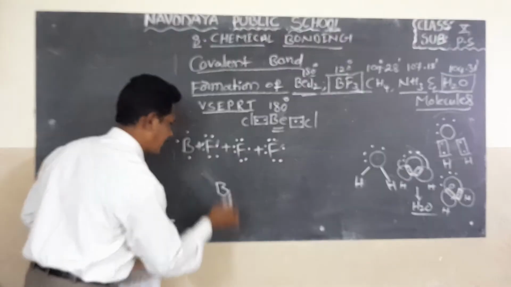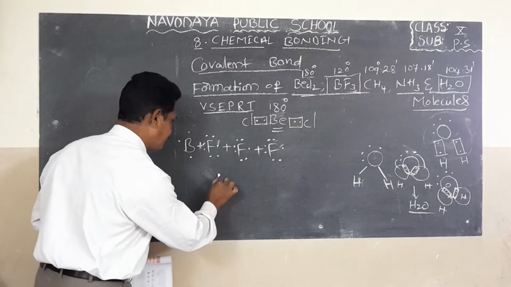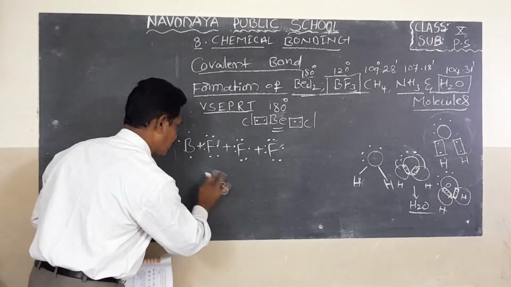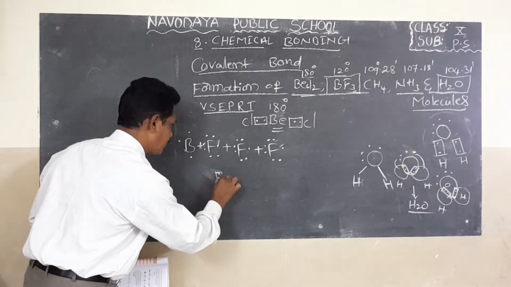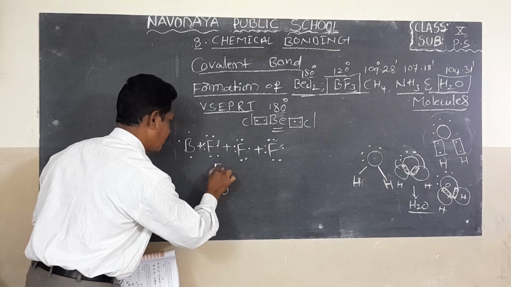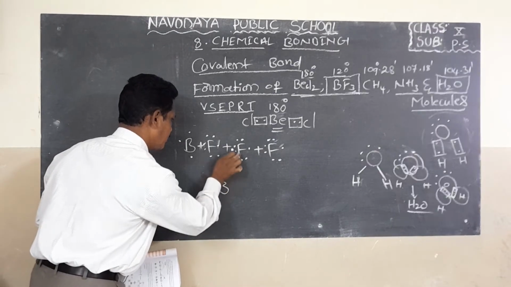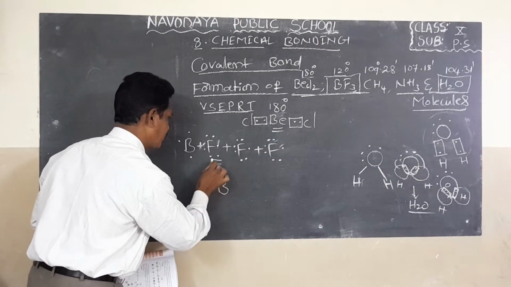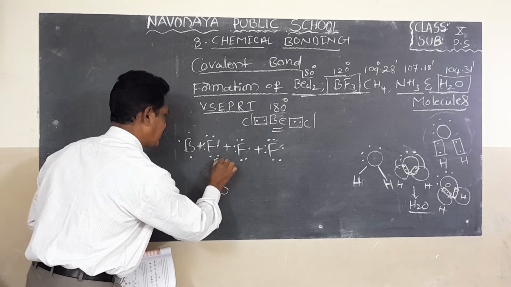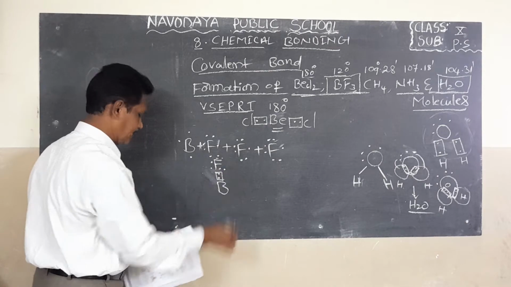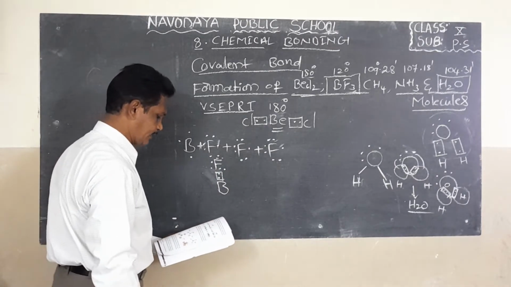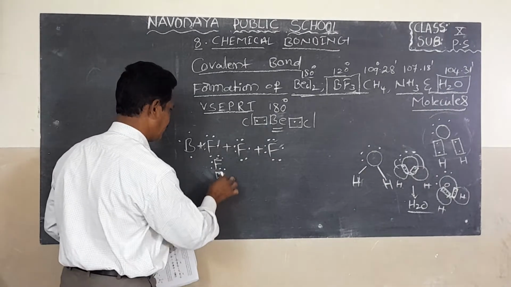Boron is the central atom. These are the bond pair of electrons between boron and fluorine, 2 electrons. 6 electrons are the remaining valence electrons.